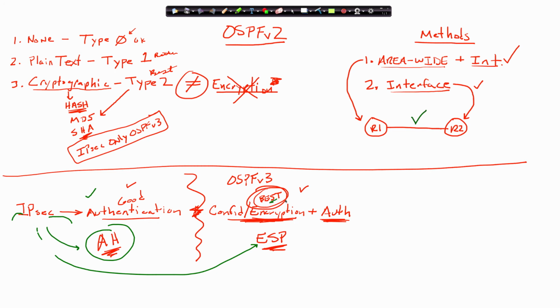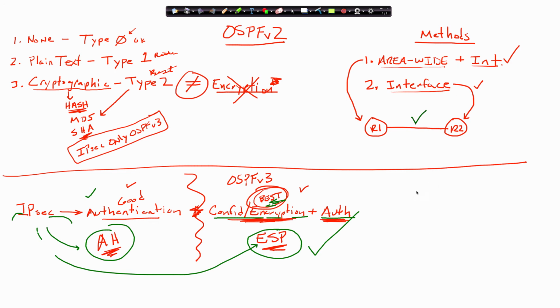Or you can do what's best. You can do confidentiality using encryption and authentication, leveraging the Encapsulating Security Payload. And this fully encrypts all OSPFv3 traffic. It doesn't help you with the v2 traffic. It'll help you with the v3 traffic, not the v2.